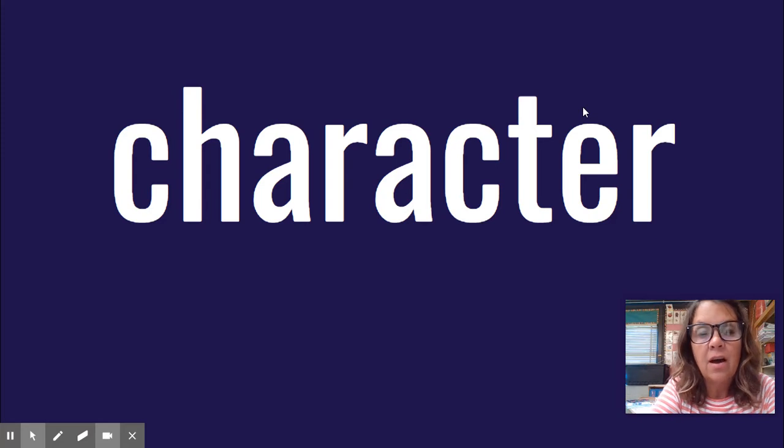Very good. A character is someone or something in a story. Some characters are what we call main characters. They are the most important character. They are in most or all of the story. Some characters are supporting characters. They're part of the story and probably important, but not necessarily the main character.